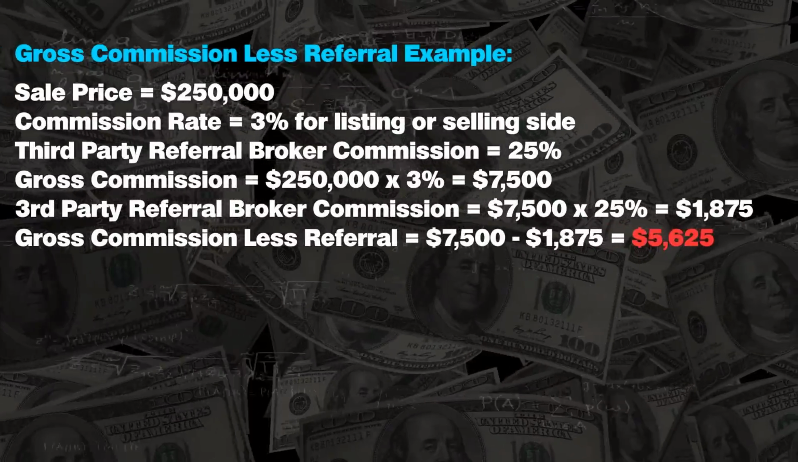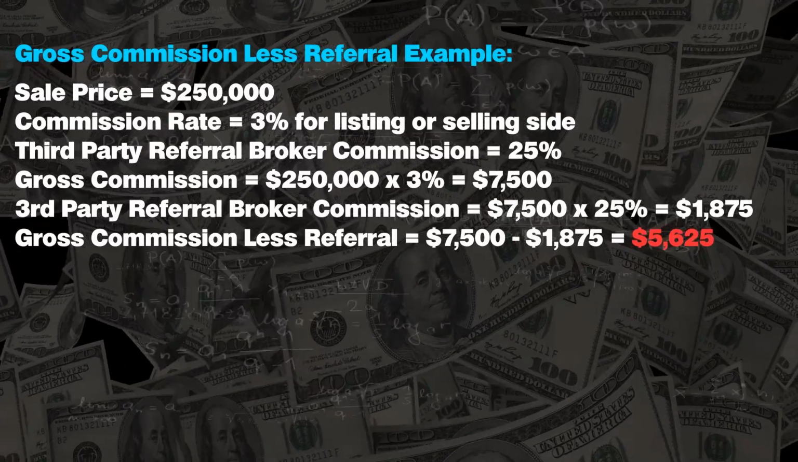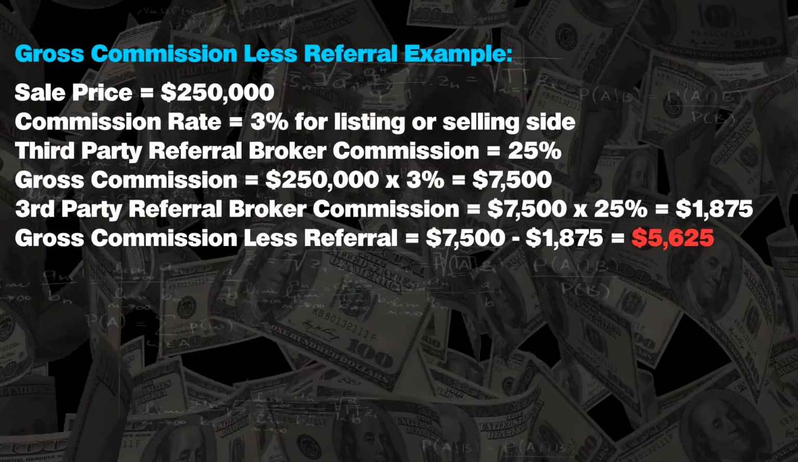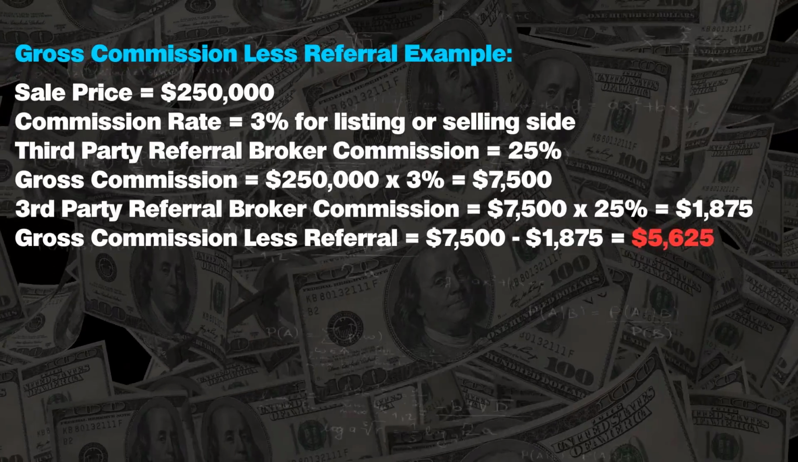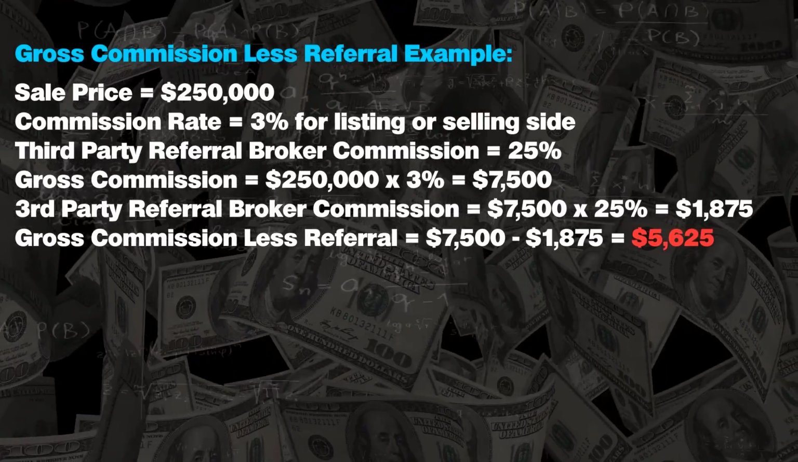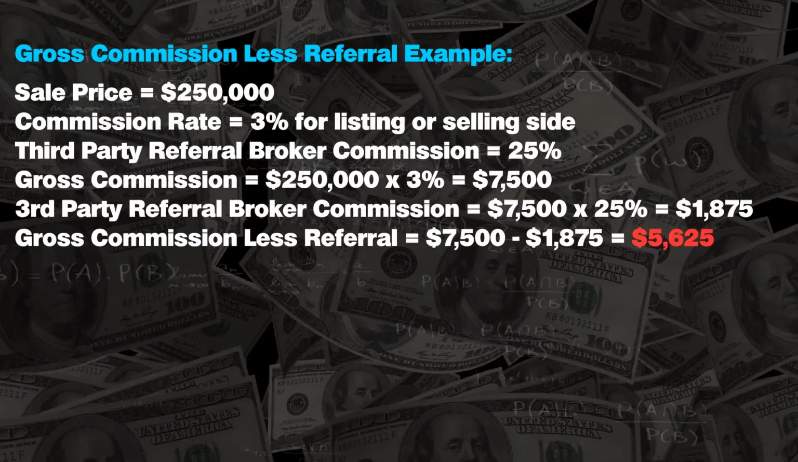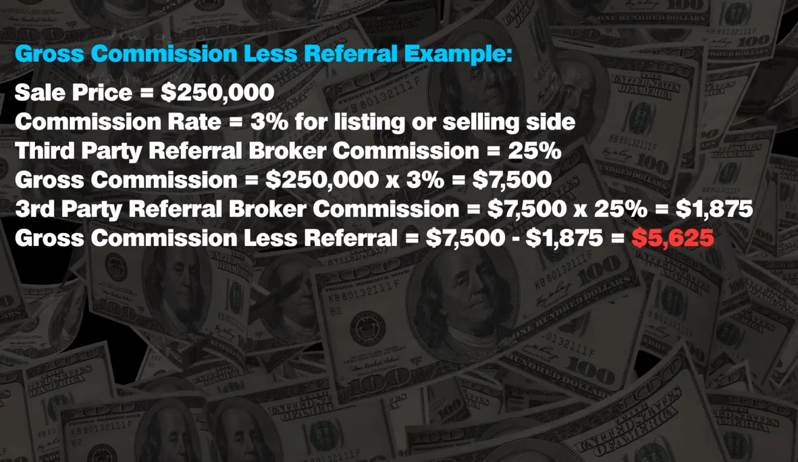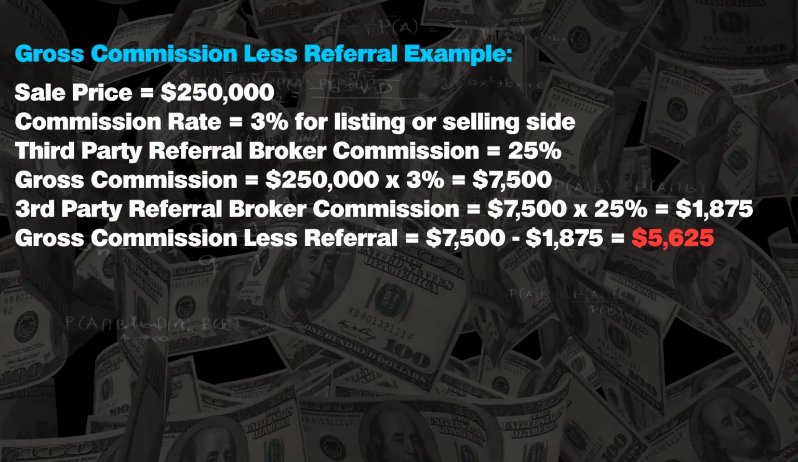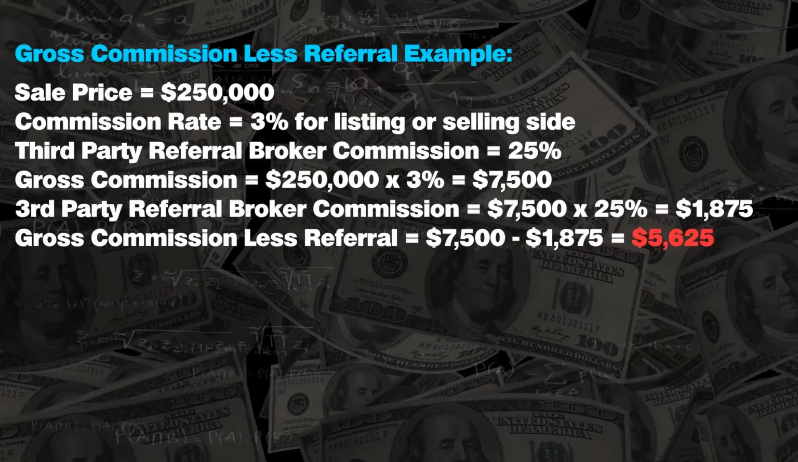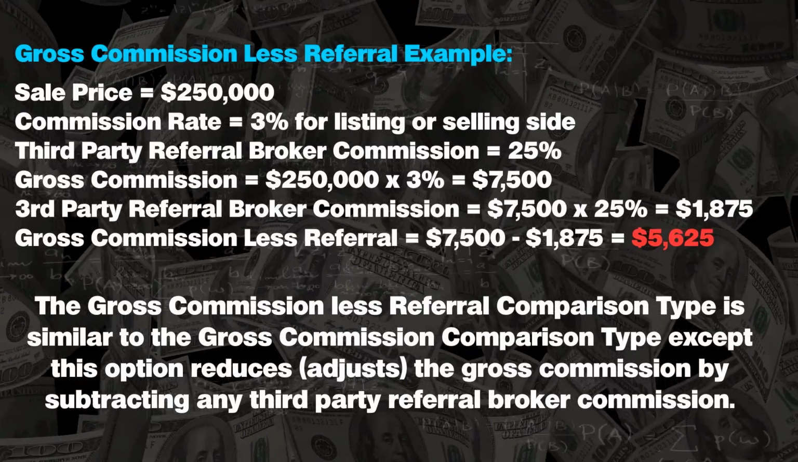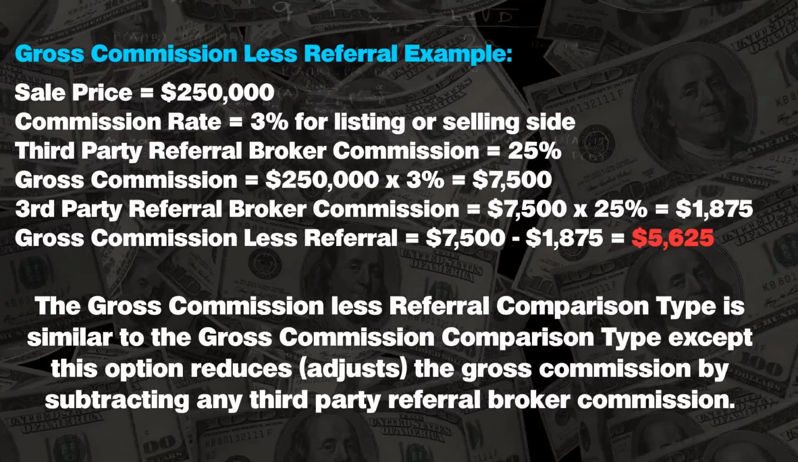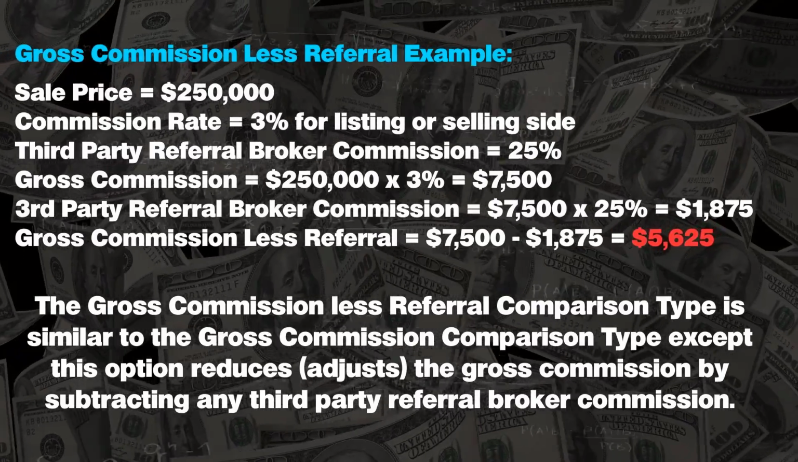The next example is a gross commission less referral, where the sale price is $250,000. This commission rate, 3%, can be for either the listing or selling side. We have a third-party broker getting 25%. So if the gross commission is $7,500, then the third-party broker commission will be 25% of that $7,500, or $1,875. So the gross commission less referral will be the $7,500, subtract the amount you're giving to the referral broker, which adjusts the new gross commission to $5,625. The gross commission less referral comparison type is similar to the gross commission comparison type, except this option reduces or adjusts the gross commission by subtracting any third-party referral broker commission.